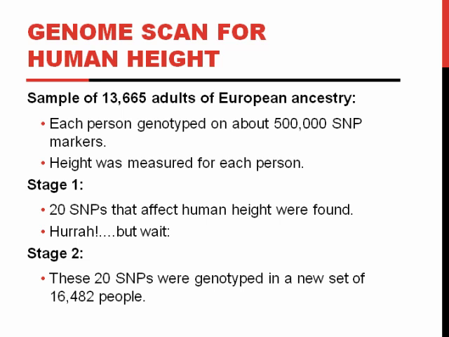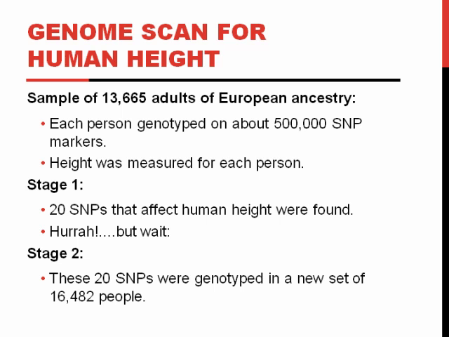And so this is an example. This is a study of human height. They had a sample of 13,600 adults of European ancestry. Each one they genotyped on 500,000 SNP markers. They measured the height for everyone. They did the stuff that they do, and they found 20 of these SNPs that affect human height.